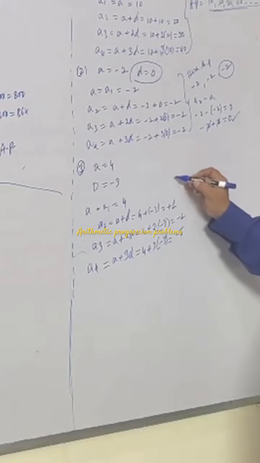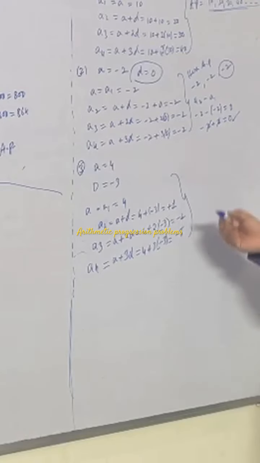Whether it is AP or not. See? AP. 4, 1, minus 2. AP. 4 minus 3 is 1. 1 minus 3 is -2. Pause it.